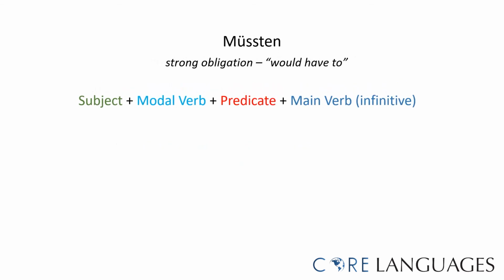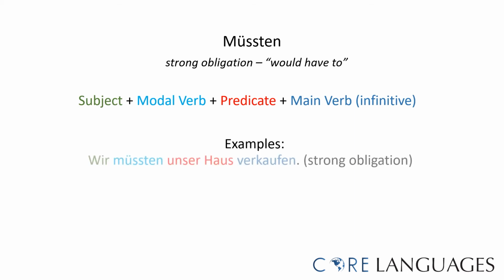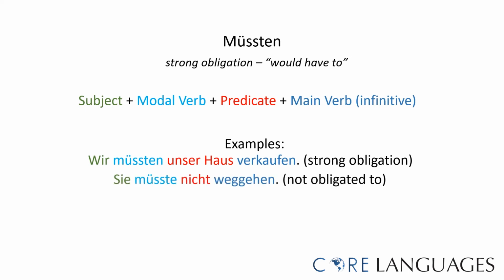Müssten is the general subjunctive or Konjunktiv 2 conjugated version of müssen, must, or have to. Müssten means would have to, and it is used to express a strong obligation in a hypothetical timeline. For example, zum Beispiel, wir müssten unser Haus verkaufen. We would have to sell our home or our house. Sie müsste nicht weggehen. She wouldn't have to go away.